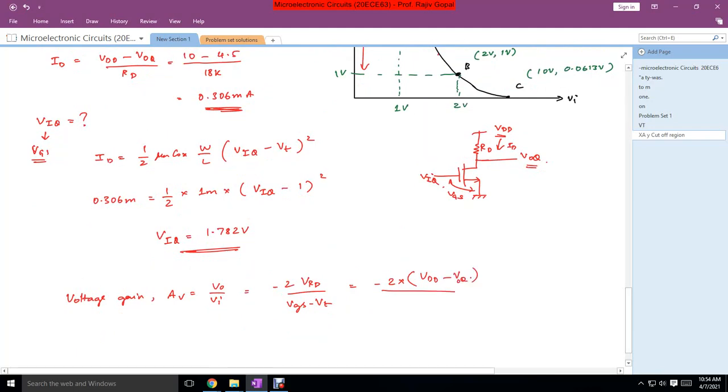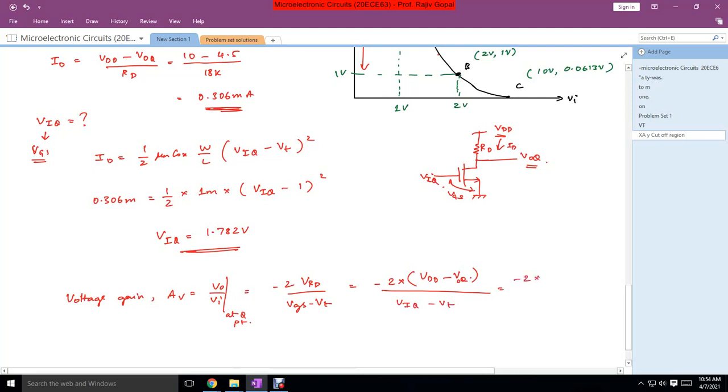Remember, when you are calculating gain, it has to be at the Q point, not anywhere else. That is why I have to write VOQ here. In the denominator I have VGS minus VT. VGS here will become VIQ minus VT. So substitute all the values.